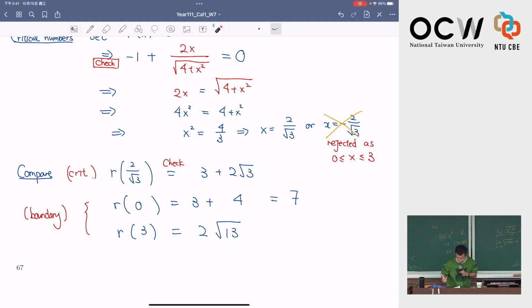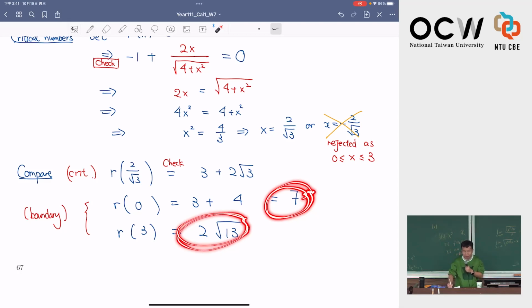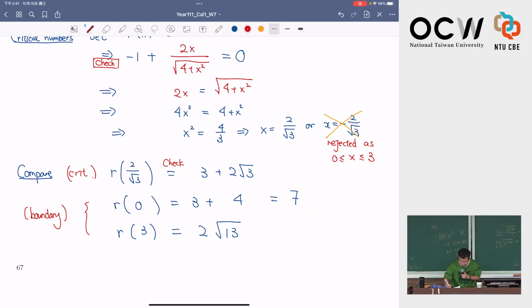Let me start with 2 of them, okay? These 2. Which one is larger? 7 or 2 root 13? 2 root 13, okay? Because this one is square, this is not university mathematics. This is square root of 52. This is square root of 49. Therefore, 2 root 13 is strictly greater than 7.